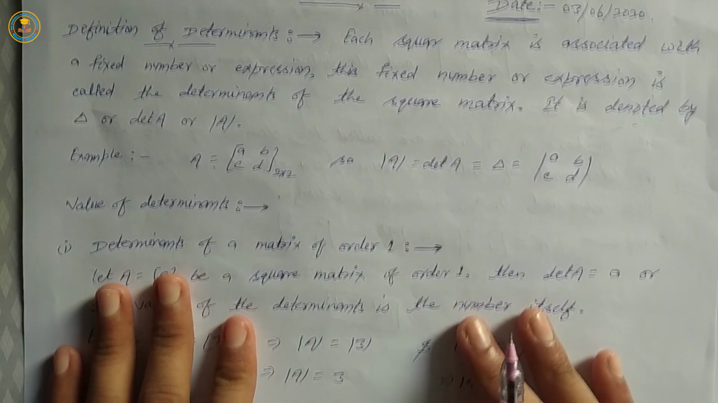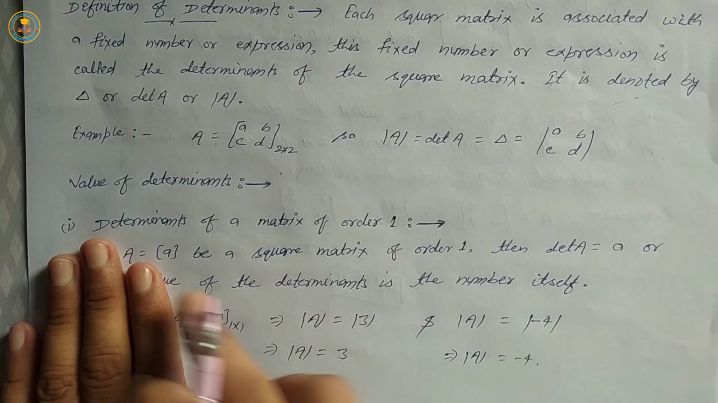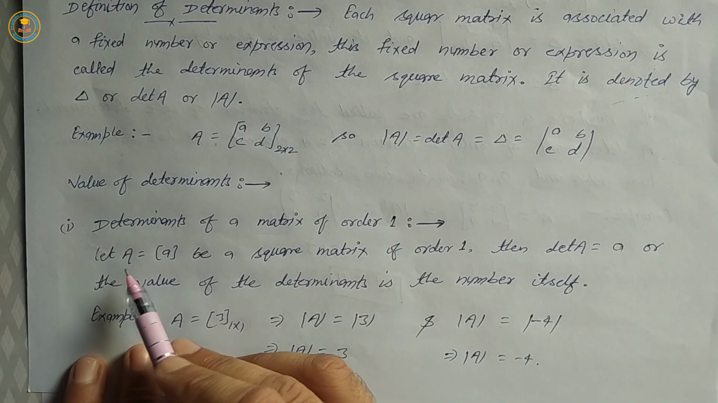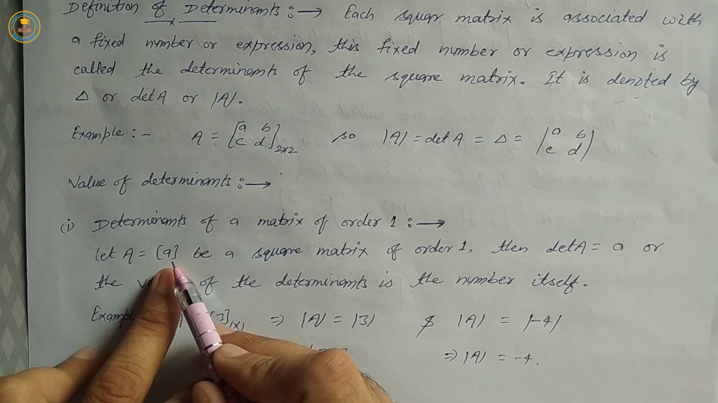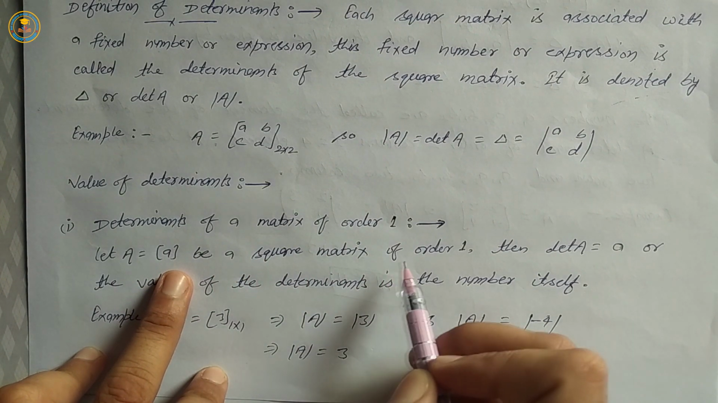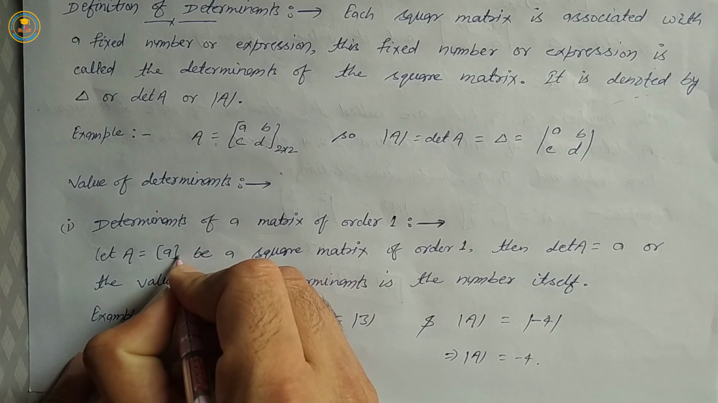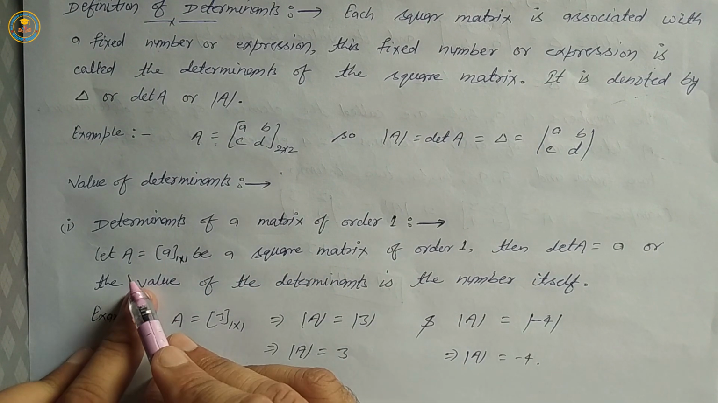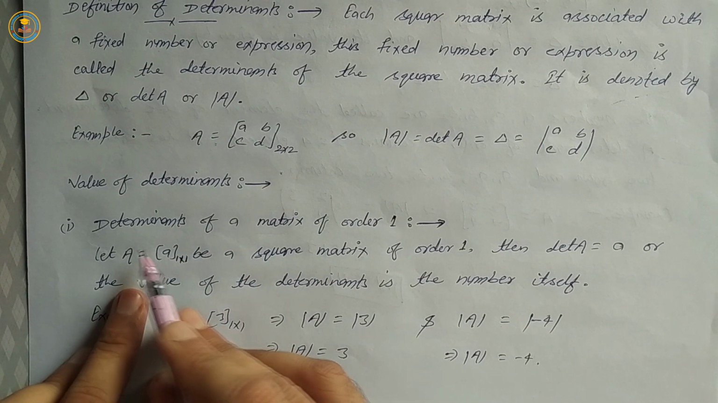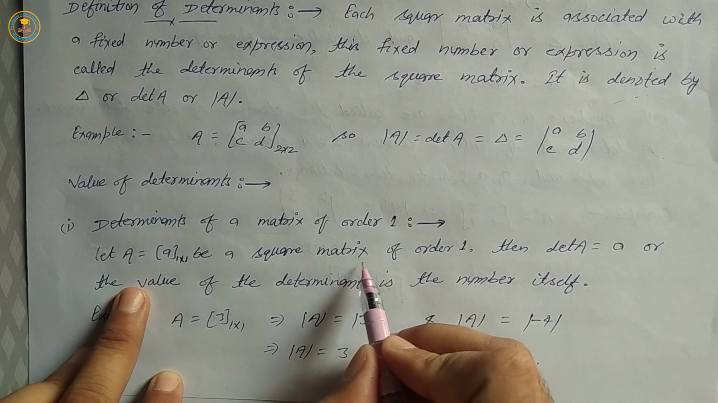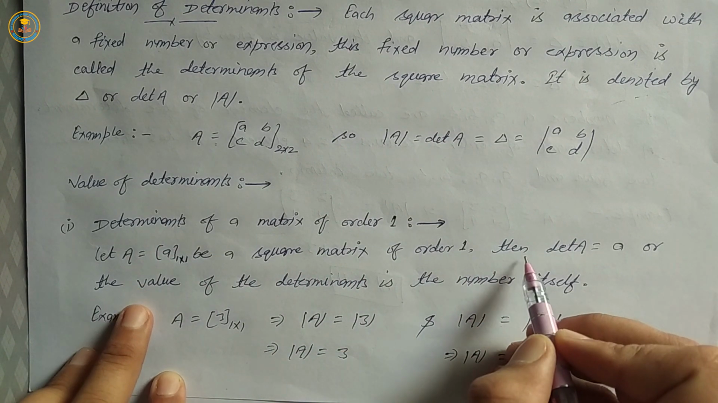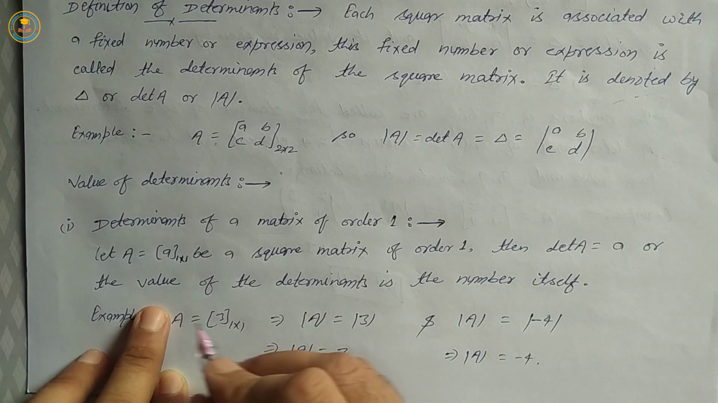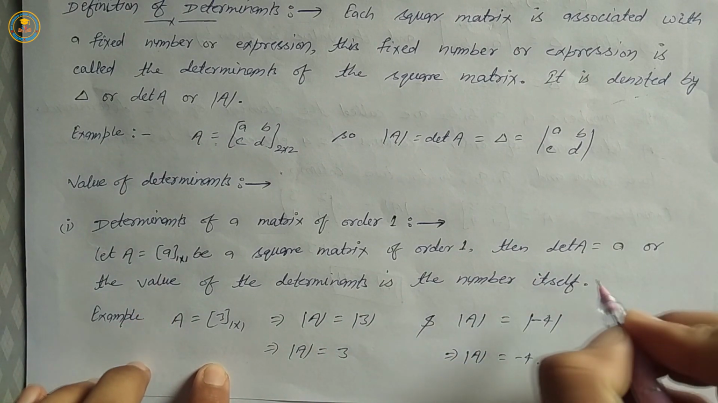Value of determinants. First part, determinants of a matrix of order 1. Let A equal matrix [a] be a square matrix of order 1, meaning 1 by 1. A equals matrix a, 1 by 1, first row, first column, be a square matrix of order 1. Then the determinant of A is equal to a, or the value of the determinant is the number itself.